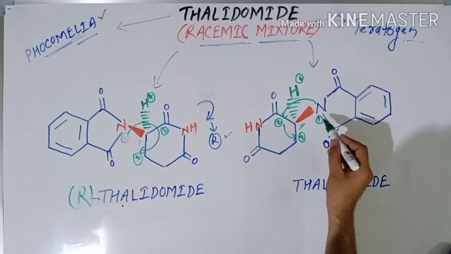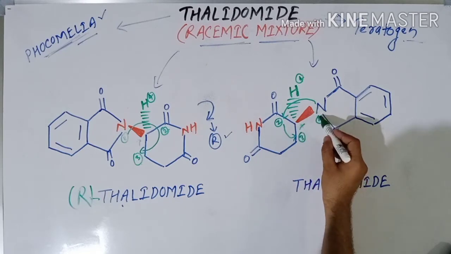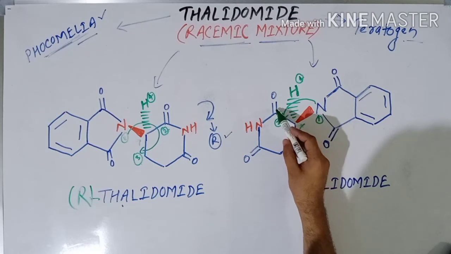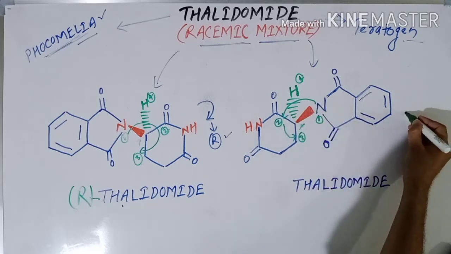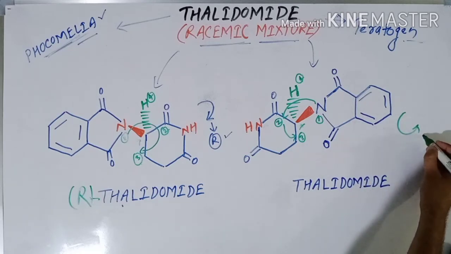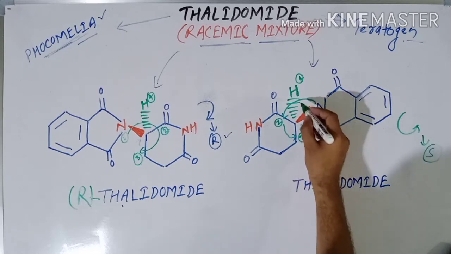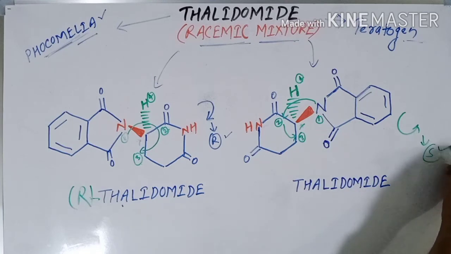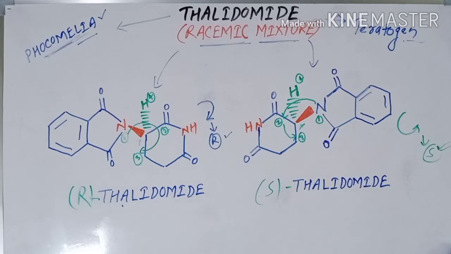Now here again the chiral carbon is surrounded by 4 atoms. First priority goes to nitrogen, second goes to this carbonyl carbon, and third one goes to this carbon. So the arrow moves here in this fashion, 1, 2, 3. So this is an anti-clockwise movement, so the configuration of the carbon may be S. Here hydrogen is placed below the plane, so the configuration is retained as such. So S. This is S thalidomide.